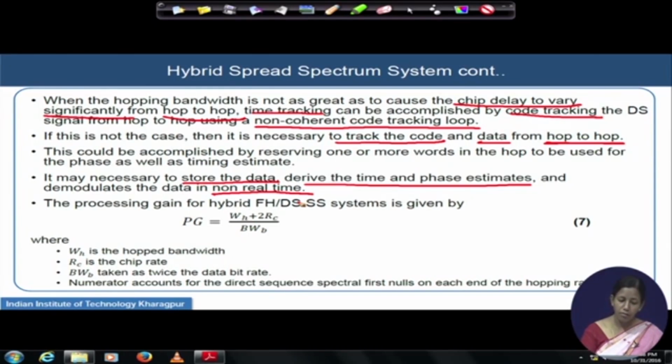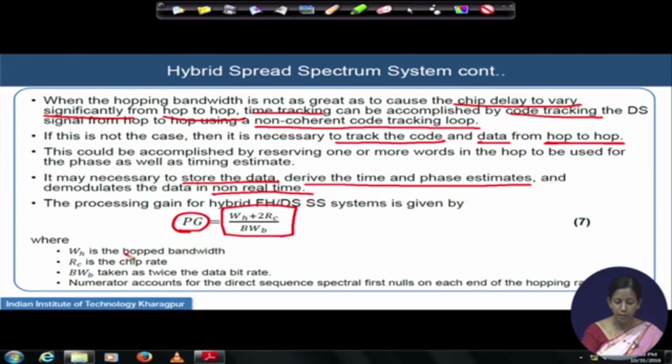The hybrid spread spectrum system has not only given the higher bandwidth with respect to frequency hopping spread spectrum or direct sequence spread spectrum, it also gives you the higher processing gain. The PG is definitely relatively very high as compared to direct sequence spread spectrum and frequency hopping. You see here we get the total effect of the spreading gain coming from the frequency hopping and the gain coming from the direct sequence spread spectrum system.